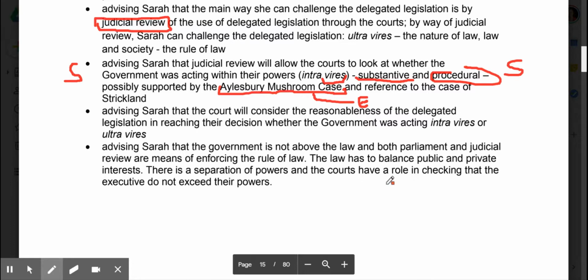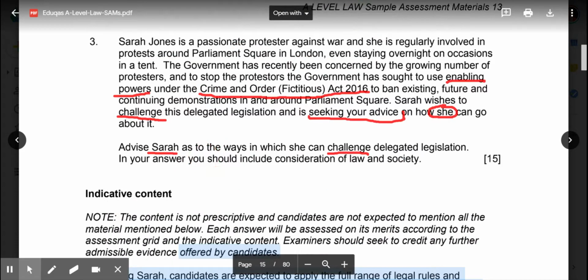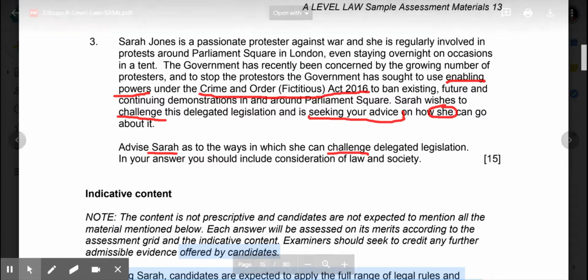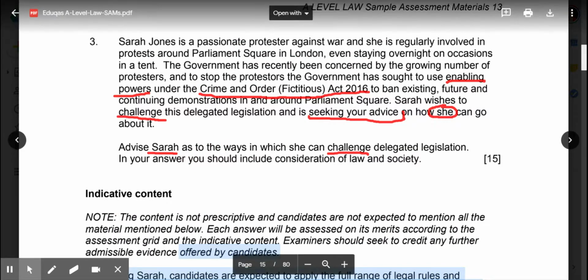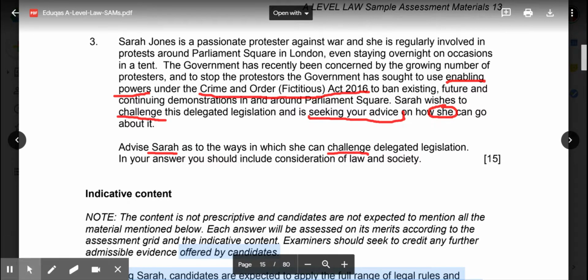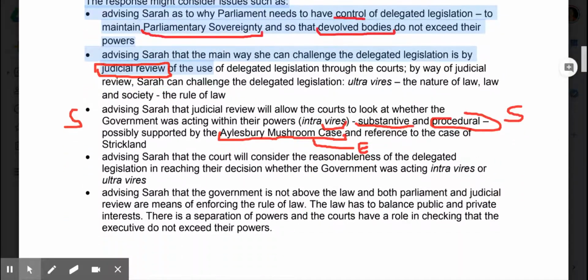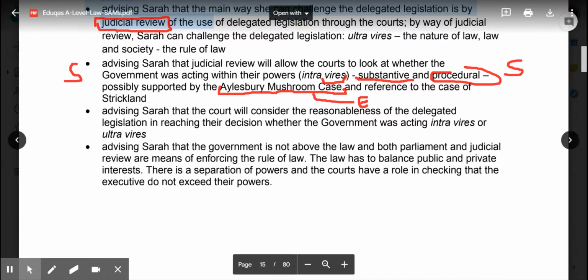But again, you have to consider, and this I think is the only place that she may be able to get away with it, is it unreasonable for them to ban all existing, future and continuing demonstrations in and around Parliament Square? They're not banning them everywhere. They're only banning them in quite a small area. Unlikely, in my humble opinion. And therefore you are likely, I think, to reach a conclusion that the government was acting intra vires.